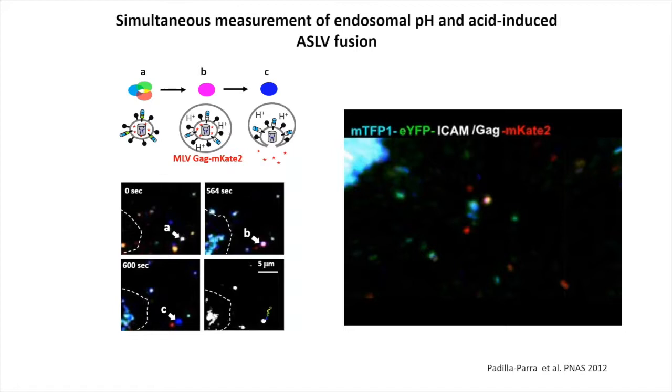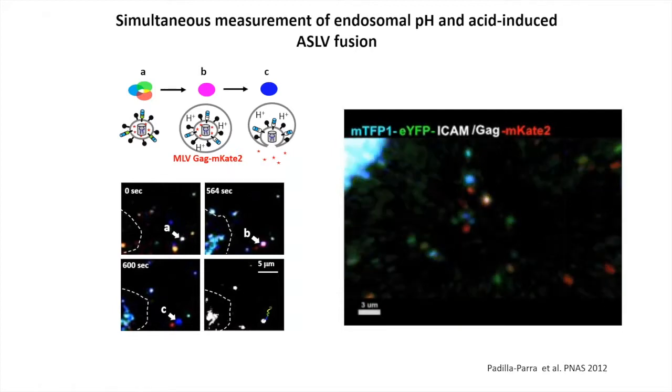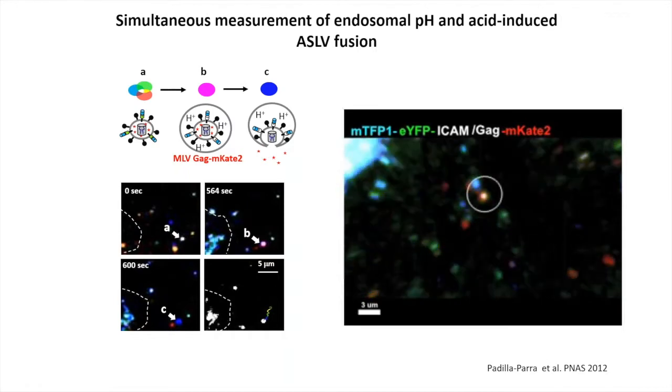So this particle looks initially whitish, will turn purple when you lose green signal at low pH. This is now an acidic compartment here. And then it will turn blue as you lose the red content marker. And this is the movie. So here, this one.